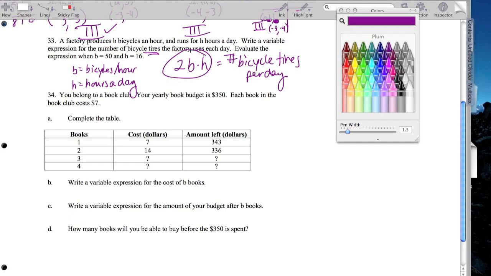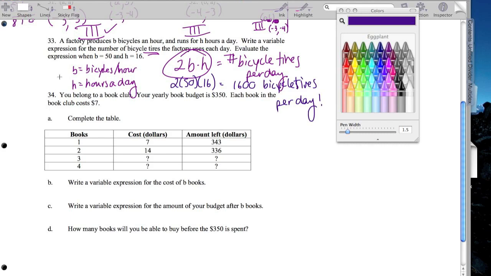That's our variable expression they asked for, but then they say evaluate the expression when B equals 50 and H equals 16. So this is going to be 2 times 50 times 16, which 2 times 50 is 100, 100 times 16, 1,600 bicycle tires per day. It's a word problem, so make sure to label it.